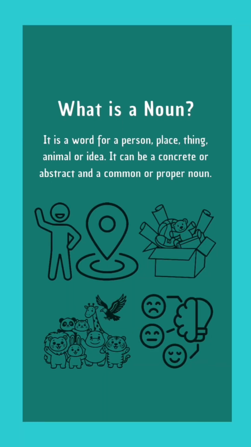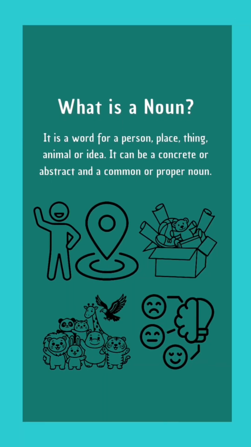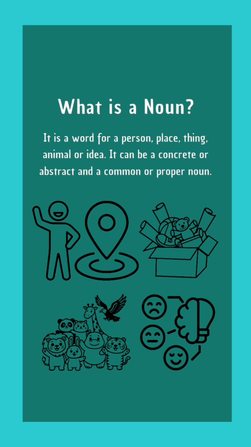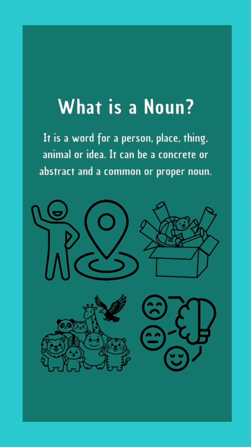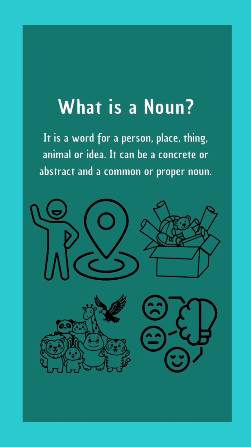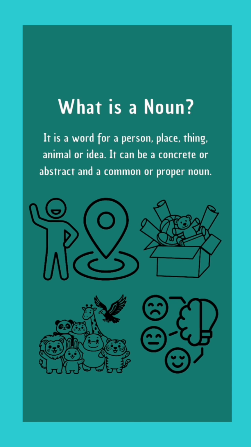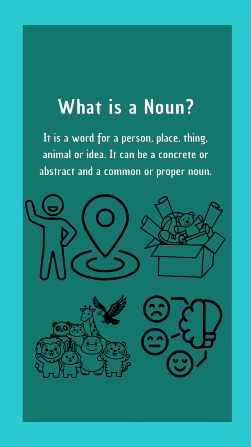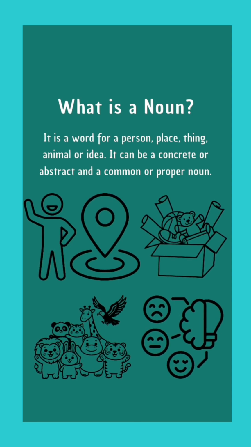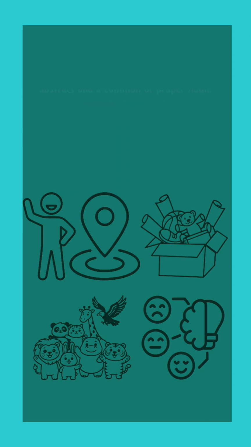The first thing that we will come across while reading about nouns is, what is a noun? A noun is a word that names a person, place, thing, animal, or an idea. Nouns can be concrete, abstract, common, and proper.